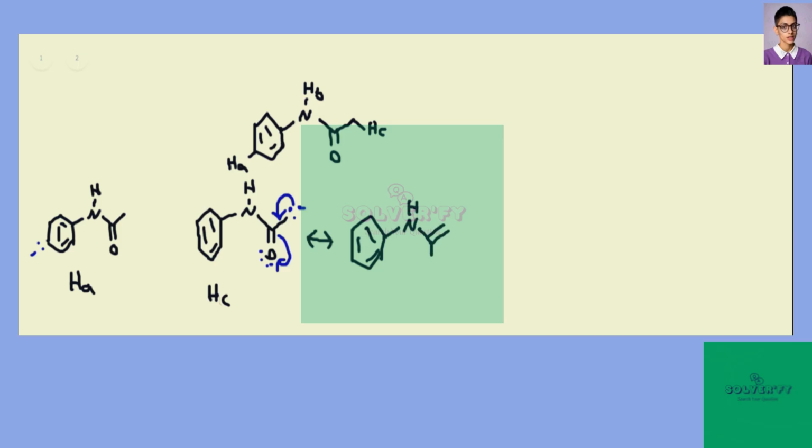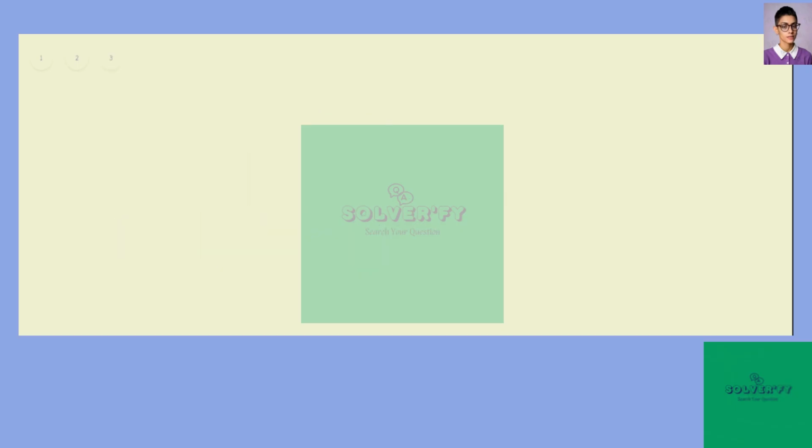So double bond there, single bond to this oxygen, and the oxygen is going to be the seat of our negative charge. And so now let's do HB. I'm going to put this on its own page because, as I said, there are going to be 7 resonance structures here. So it's quite a bit.